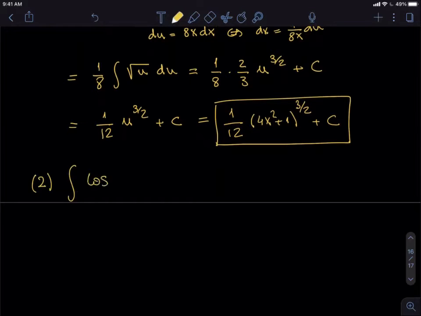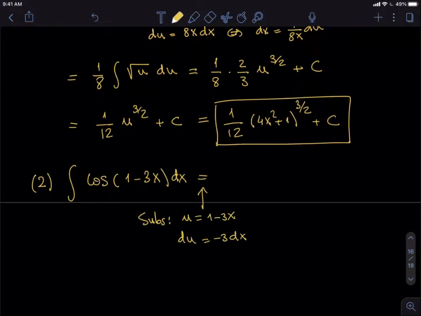The integral of the cosine of 1 minus 3x. Okay, in this case, I think the substitution is very obvious. It's what is inside the cosine. So u equals 1 minus 3x, so du equals negative 3 dx. So this is the cosine of u times negative 1/3 du.